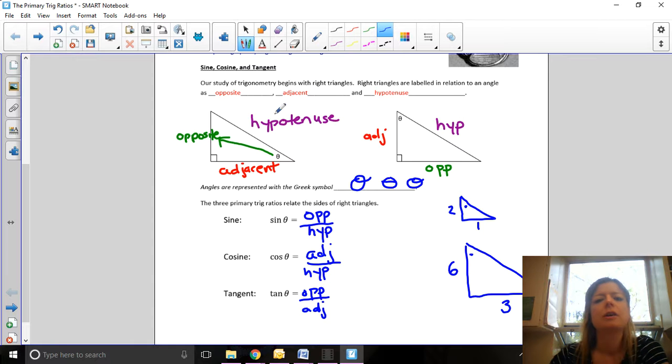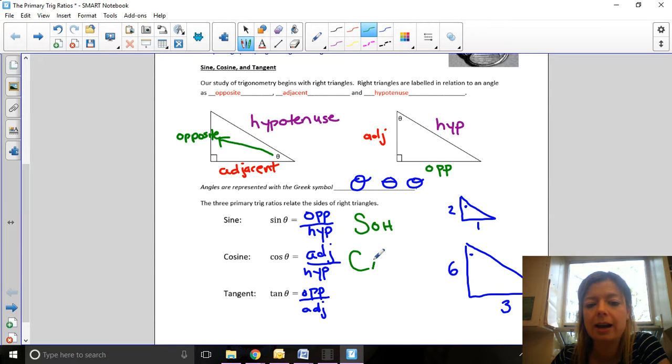It's looking at that. So basically, they've come up with a way to memorize these three ratios so that you remember them. So you might have heard other people saying SOHCAHTOA. SOH just means that sine is opposite over hypotenuse. CAH means that cos is adjacent over hypotenuse. And TOA just means that tan is opposite over adjacent.